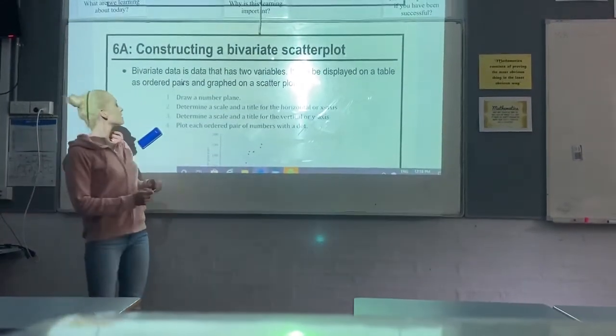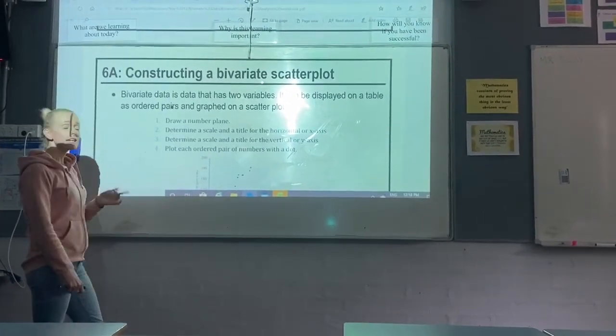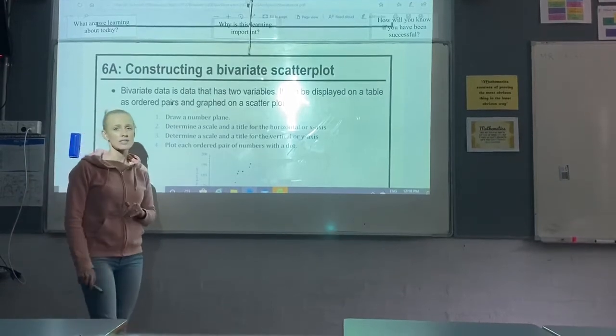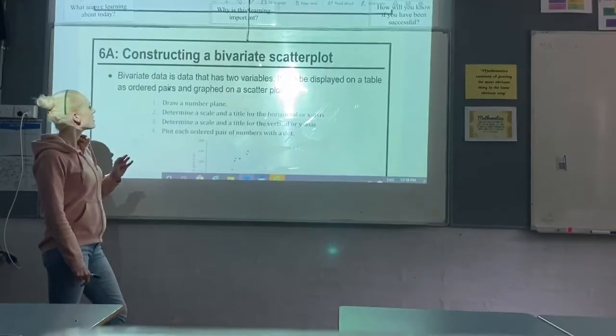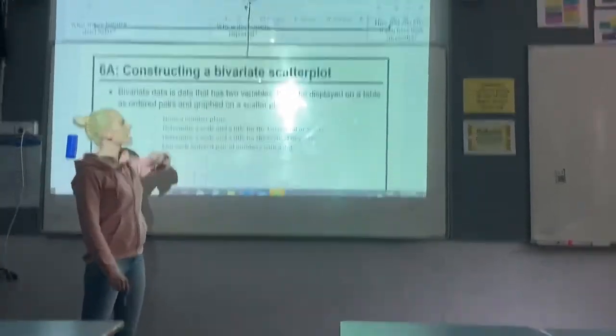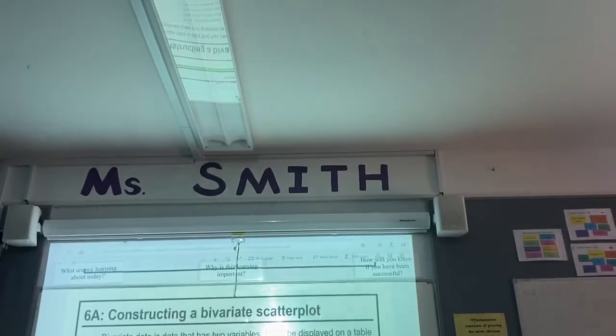Okay, so we're going to look at exercise 6A today, which is constructing a bivariate scatter plot. So you're going to need a ruler. So hopefully you have a ruler somewhere at home or something that would work well with a ruler. So bivariate data is data that has two variables. It can be displayed on a table as ordered pairs and graphed on a scatter plot.